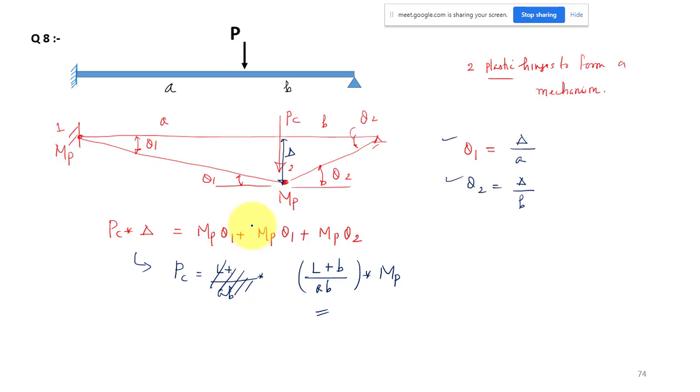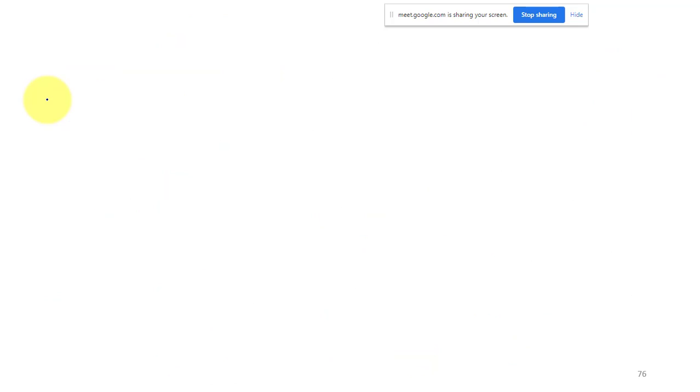So that is the kinematic theorem, always simple. You can always use the upper bound theorem to solve it. So that is question number 8.